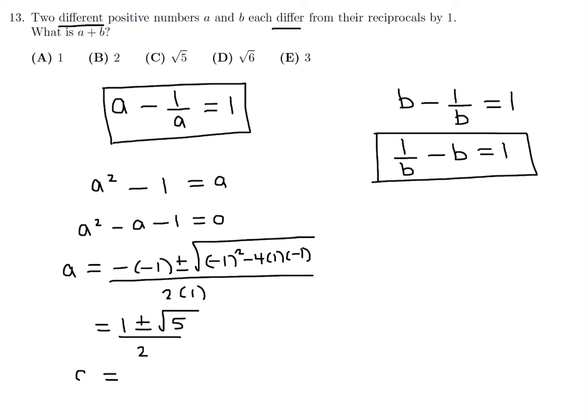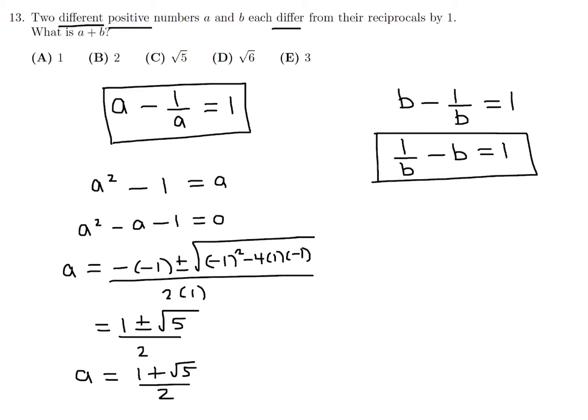So I got two possibilities, but one of these is a negative number, and they tell you that they're both positive. So the 1 minus root 5, that one we can't use. So we have to use 1 plus root 5 over 2. Okay, so I got A.